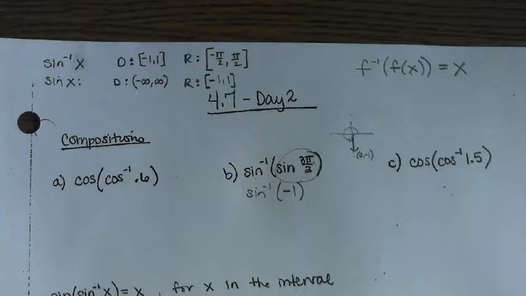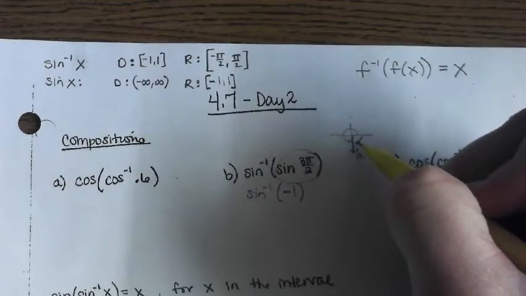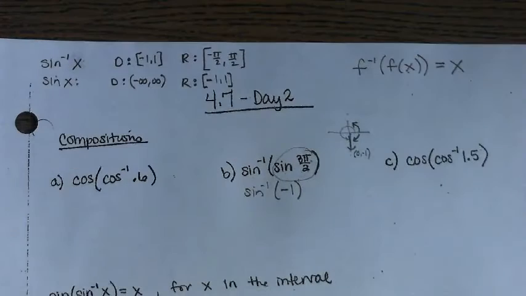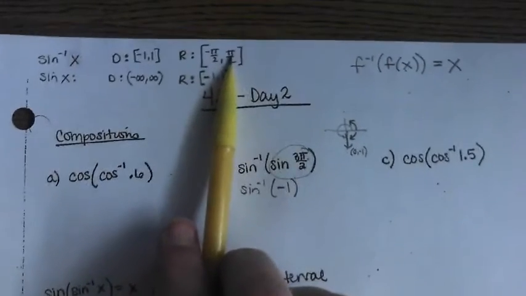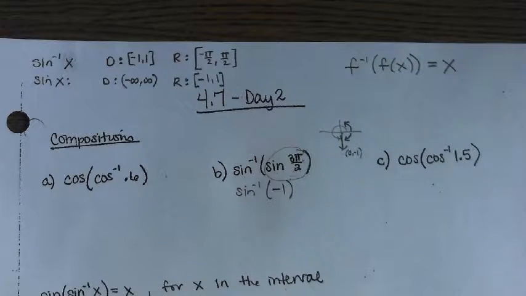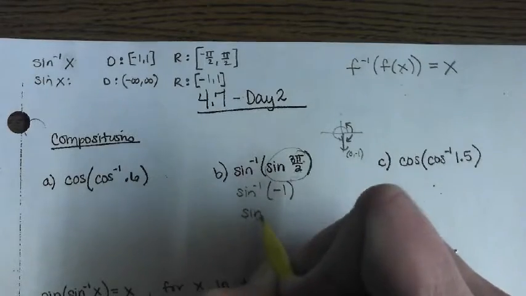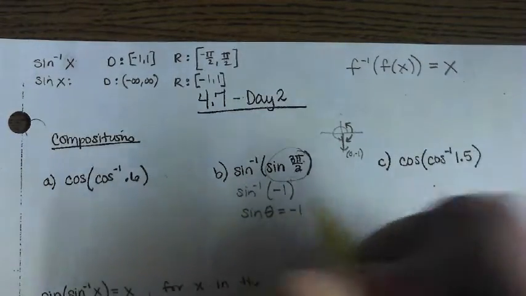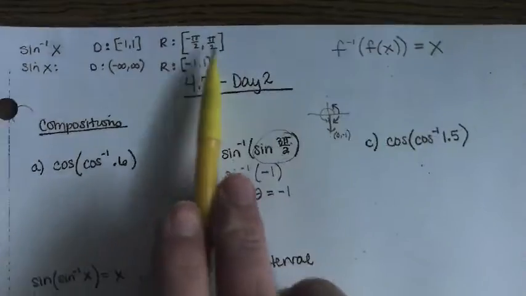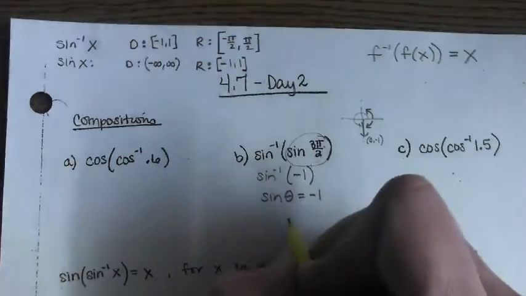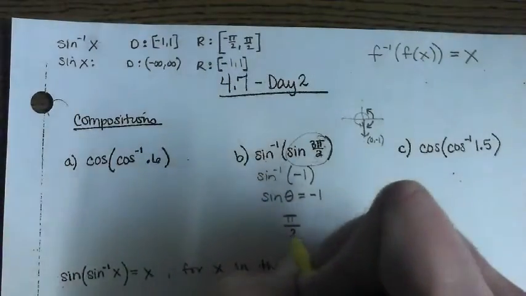And then because inverse sine only has a range between -pi/2 and pi/2, so going this way or this way around our unit circle, which angle in the -pi/2 to pi/2 range has a sine of -1? Right. Sine of some angle has to equal -1, but our angle has to be in between -pi/2 and pi/2. So the answer here is -pi/2 rather.